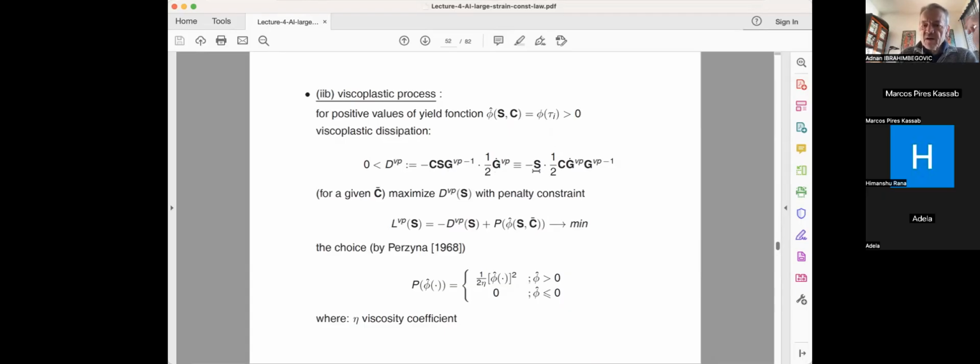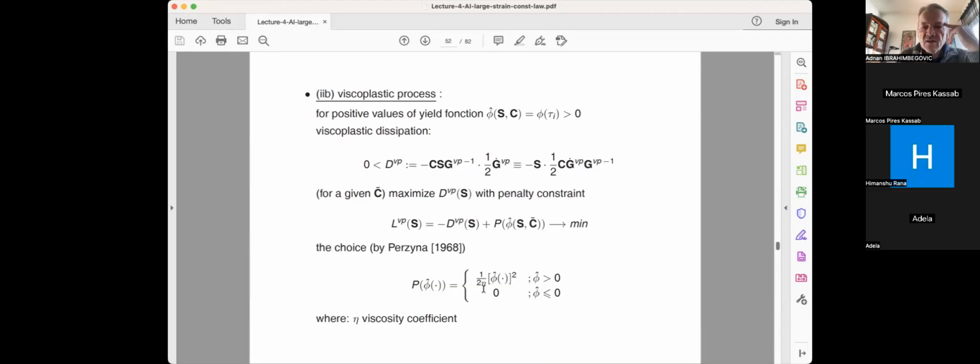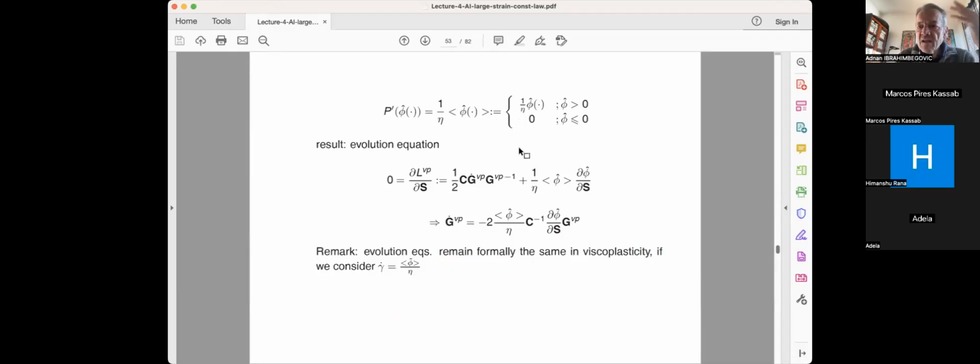I can write it also this way, where S is pulled out completely, and I go now through the maximum plastic dissipation, or viscoplastic dissipation, principle with the penalty version. In other words, I'm enhancing minus D viscoplastic with a quadratic term in terms of this chosen yield function, so that this is done for a positive value, and you don't touch it for the negative or 0 value. And this penalty term is typically related to the viscosity coefficient, in the style of the Perzyna model, only taken to the large deformation setting. So basically, the derivative of such a potential used as a penalty term is this Macaulay bracket divided by eta.